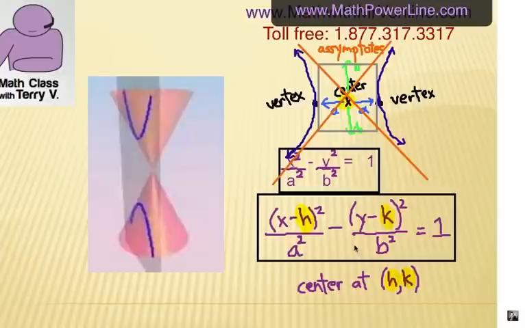So this is the formula you'll have to remember. Now the first one I showed you is when h and k are 0, so this center would be at the origin. All right, let's look at a couple of quick examples.